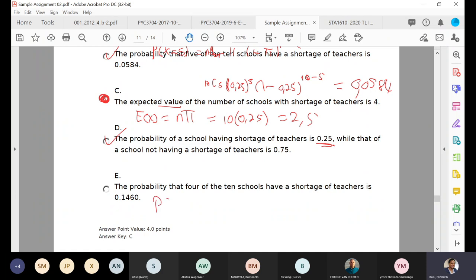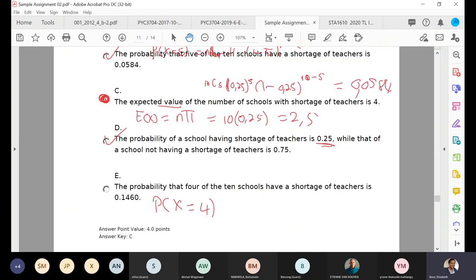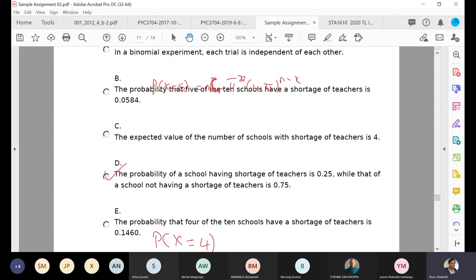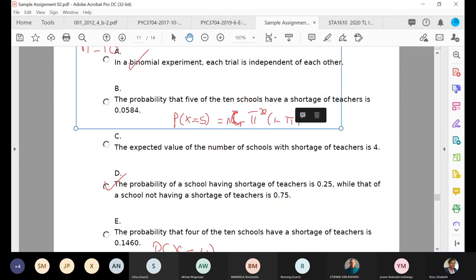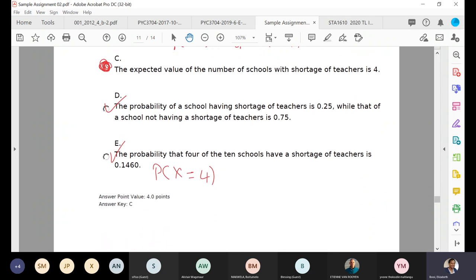The probability that 4 out of 10 schools have a shortage of teachers. So we need to find the probability that x is equal to 4. So going back here, x is 4. We just go to the one at the top of where we were, 0,1460. Easy. Or you can use the formula to calculate. The same formula that we used there, you can use that, by substituting x or r with the 4 everywhere. And that will give you 0,146. So our answer here is C.